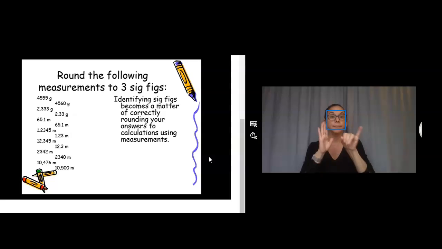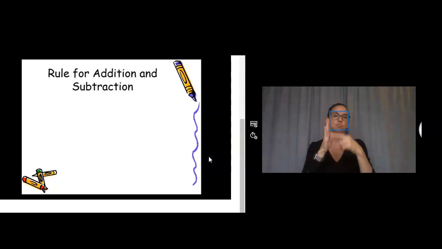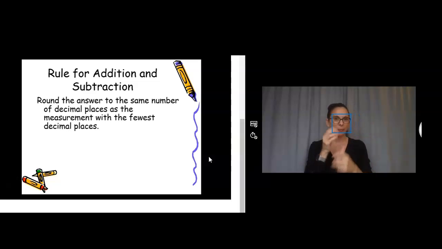Identifying significant figures becomes a matter of correctly rounding your answers to calculations using measurements. So then we're going to move on to the next step, which are the calculations, and looking at the rules for how we make sure that the reliability of these measurements is maintained when we're doing calculations. So there's 2 more rules. There's going to be a rule for multiplication and division and a rule for addition, subtraction. Let's start with addition and subtraction. Write this rule down. You're going to round your answer to the same number of decimal places as the measurement with fewest decimal places.